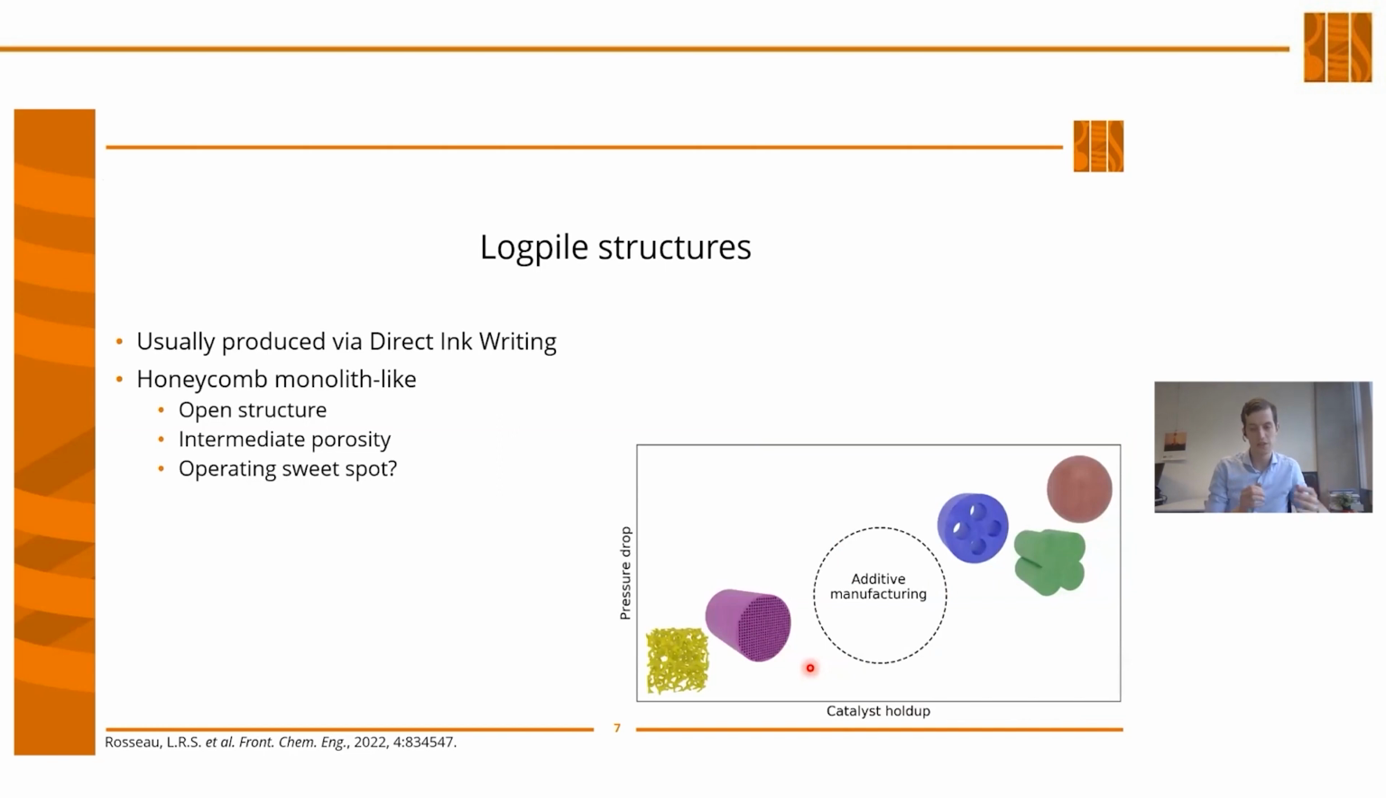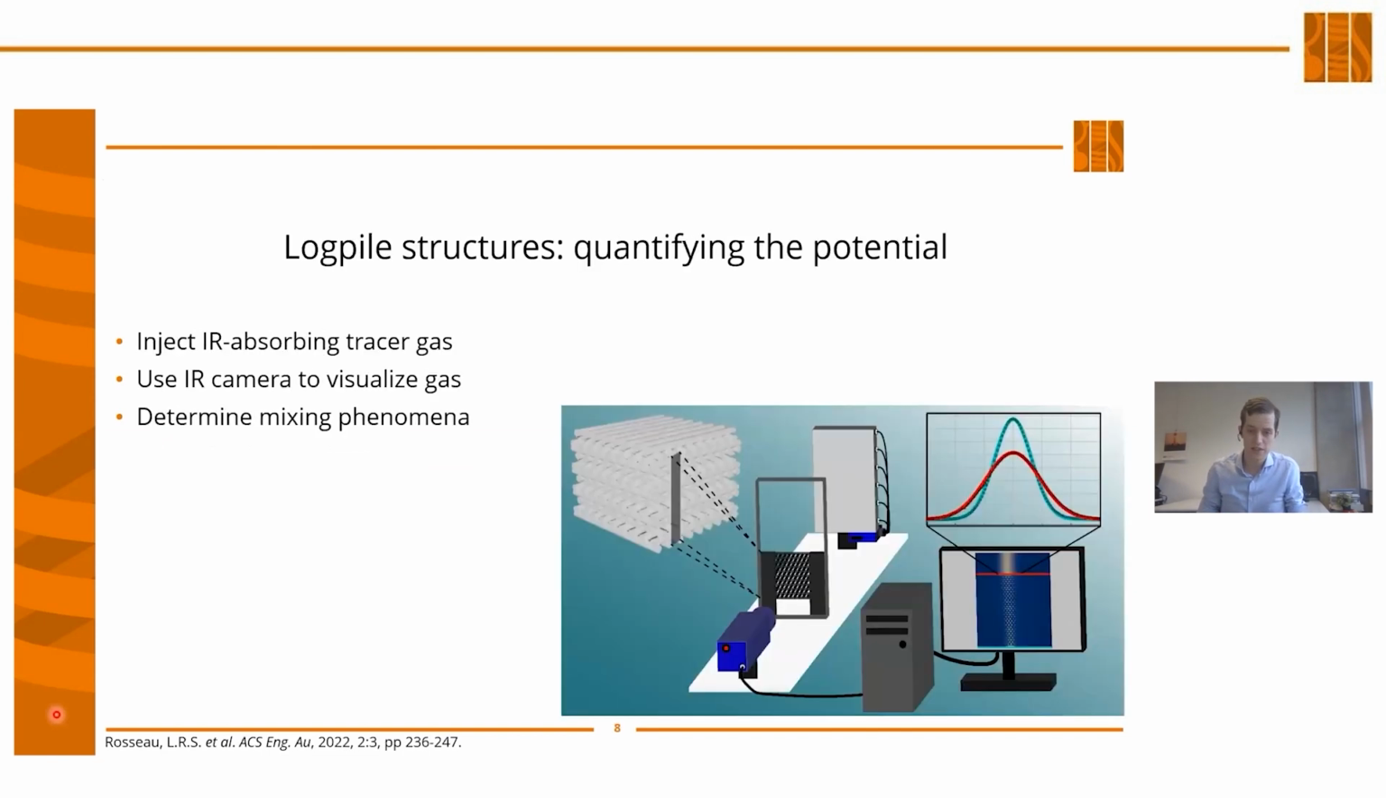So just to recap a bit, we have these very open structures on the left-hand side of the graph here, low pressure drop, low catalyst holdup. And then on the other end, we have the very dense structure, so a lot of catalyst, but also a lot of pressure drop. And in the middle, we could have this additive manufacturing technology. And hopefully we can play around a bit with some parameters to get some more interesting pressure drop and heat transfer results.